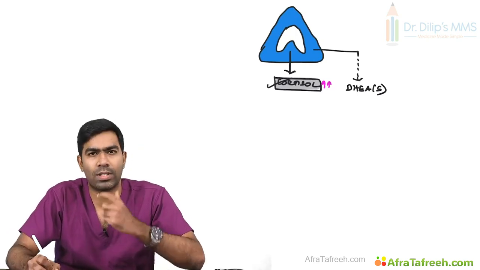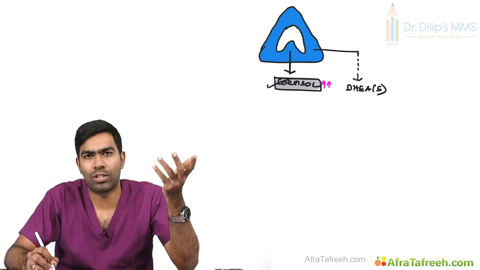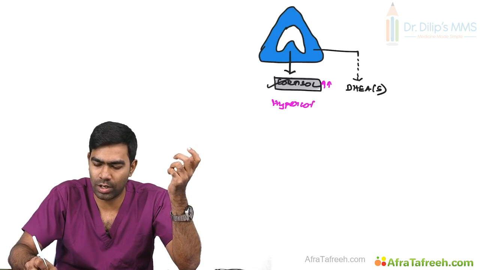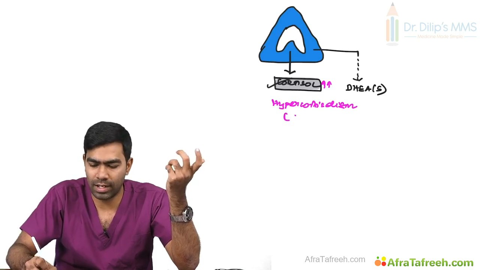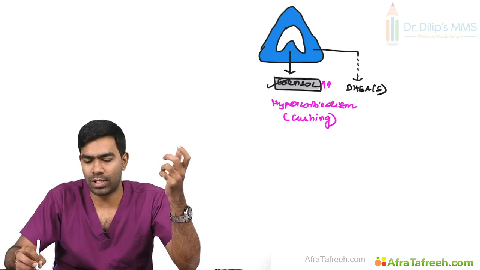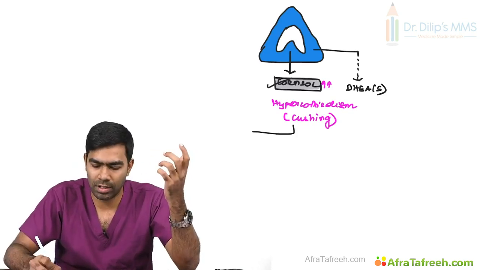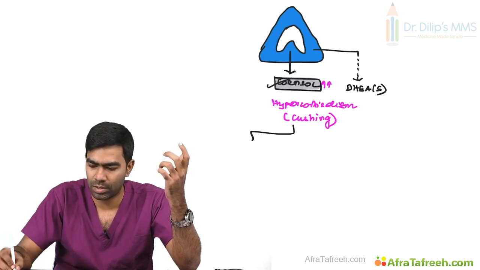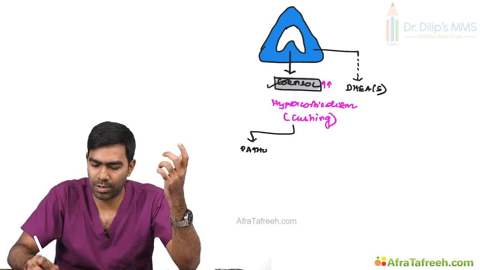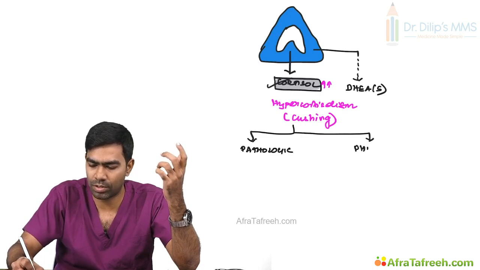this is what we refer to as hypercortisolism or a Cushing state. So whenever you have a high cortisol, we call it hypercortisolism, or we can vaguely call it a Cushing state or a Cushing syndrome. This hypercortisolism can be divided into two. One is pathologic hypercortisolism, and the second one is physiologic hypercortisolism.